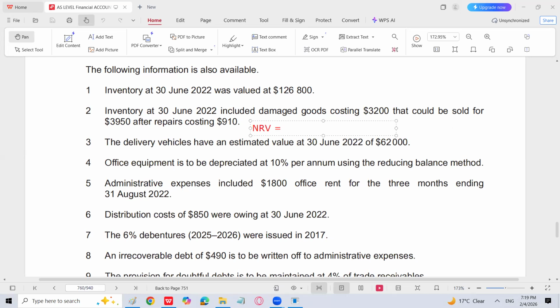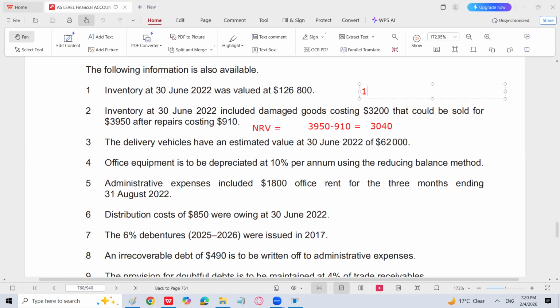The formula to calculate NRV is market value minus cost to sell. So the market value of these goods, which cost 3200, is 3950 minus 910. They can be sold for 3950 if we go for a repair of 910. So NRV is going to be 3040. Obviously cost is 3200 and NRV is 3040. We need to record it at NRV because inventory is valued at cost or NRV, whichever is less.